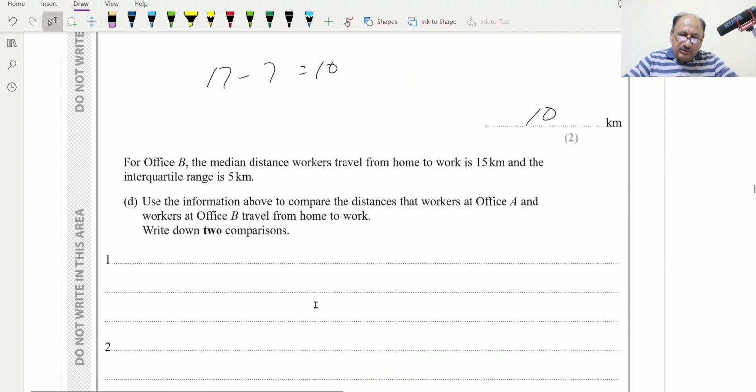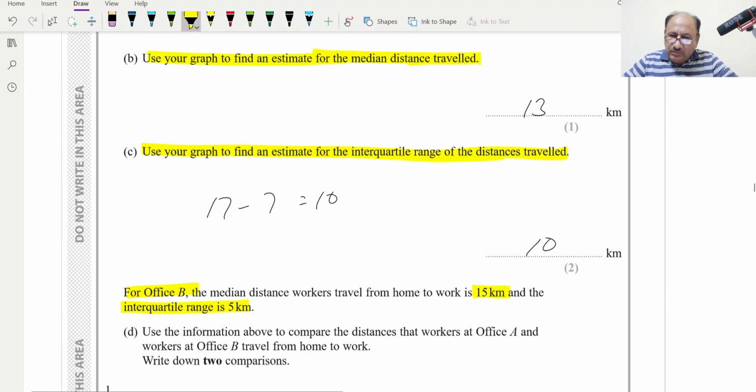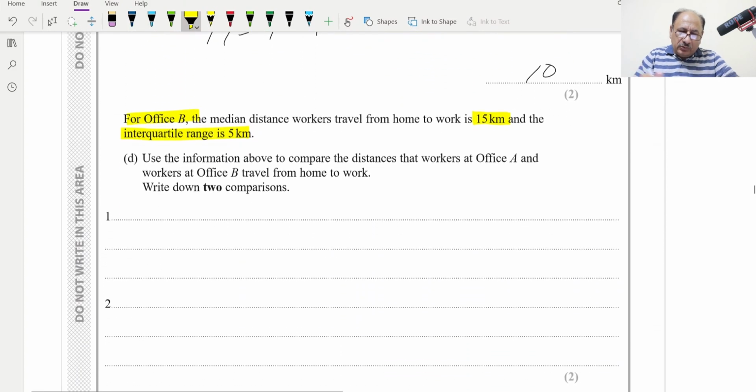For office B, there is another office B, the median distance workers travel from home to work is 15 kilometers, and the interquartile range is 5 kilometers. In this case, median is 13 and range is 10, but range is lower in case of B. So use the information above to compare the distances that workers at office A and workers at office B travel from home to work.